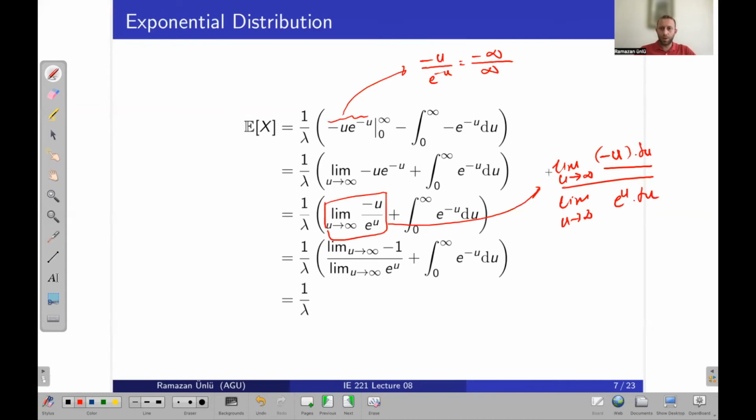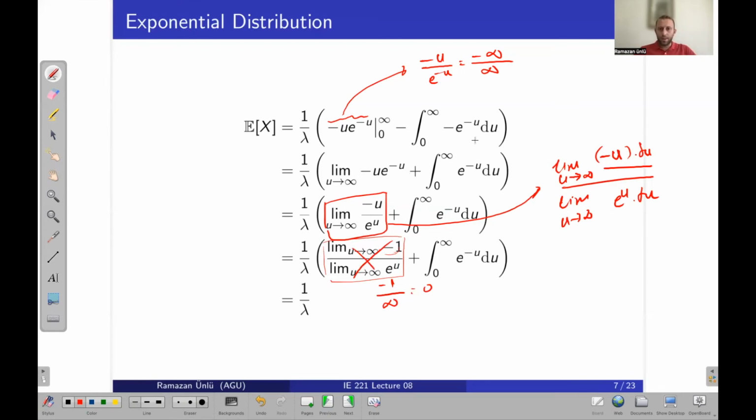So the derivative of the numerator will be minus 1, and the derivative of the denominator will be e to the u. Okay. So the derivative of e to the u is equal to e to the u. The numerator is not related with u, so that will be minus 1. Okay. And the denominator, e to the u, when u goes to infinity, that will be a really large number, right? That will be infinity. So this will be minus 1 divided by infinity, and that will be 0. So we can cancel this first part.